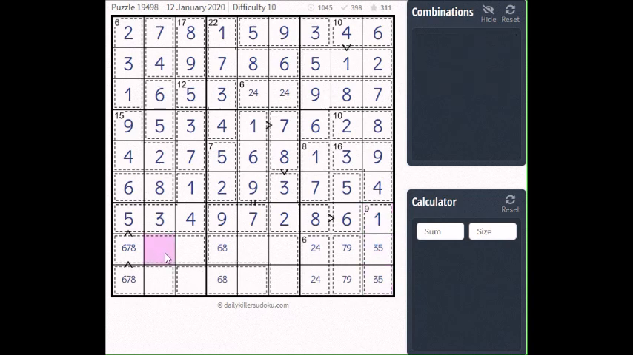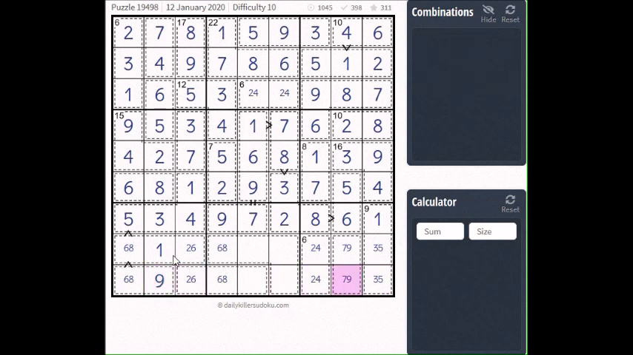Now, here we have 1, 9. And here we have 2, 6. This is 7, 8. Note that if this is a 9, then the minimum value for it would be 9 plus 6 plus 2. So this would be 17, which cannot be less than this cage. So this is a 1, 9.